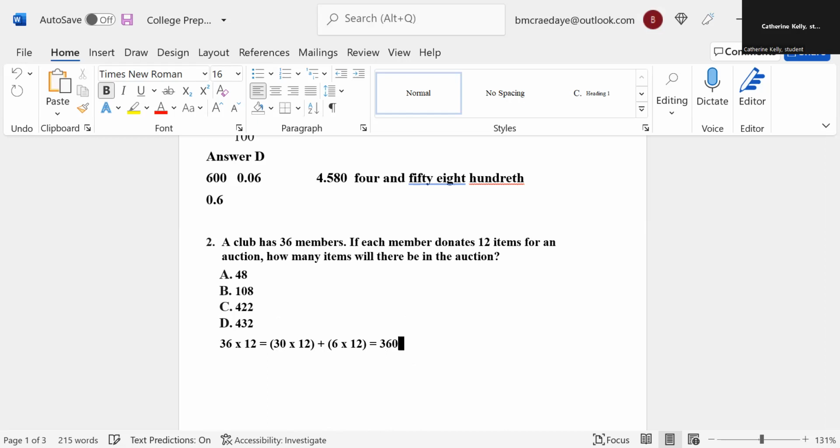Enter 360. What's 6 times 12? Wait a minute. Gotta go back to those timetables. I'm just trying to think. I'm just off a little bit. 6 times 12. Is it 96? 6 times 12.